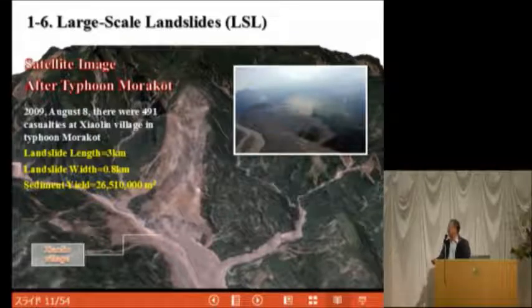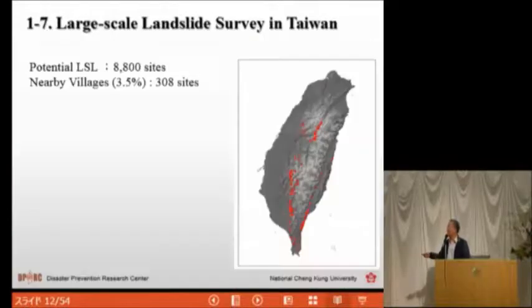After that, the Taiwan government did some field investigation. They wanted to find out how many potential large-scale landslides there are in Taiwan. After the investigation, we found almost 8,800 sites are potential large landslide areas. And within these 8,000 sites, they got 300 sites nearby villages. So it's a very severe situation.